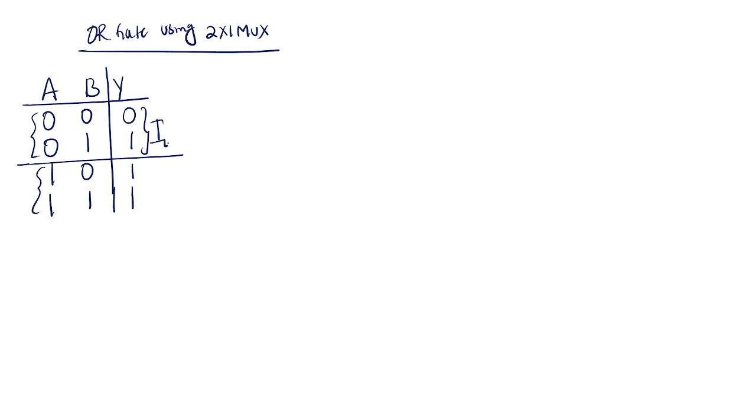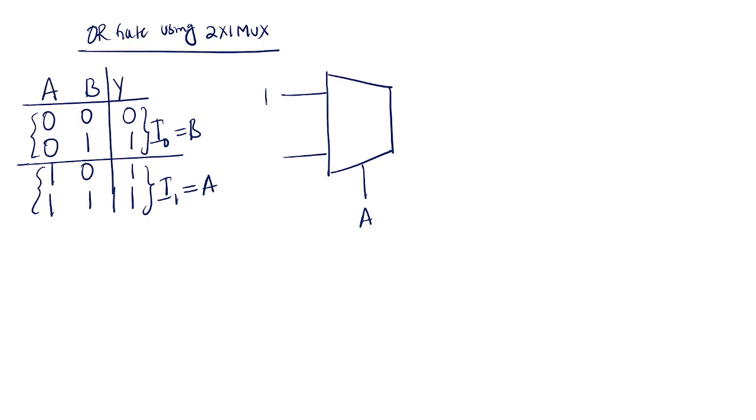And here, I naught. I naught equal to what? Tell me. B. I1 equal to A. So now if you implement, the inputs are A and B, and this is A. This is I naught and this is I1, and Y. If you see Shannon's equation, A bar B plus A and A. So Y equal to A plus A bar B.